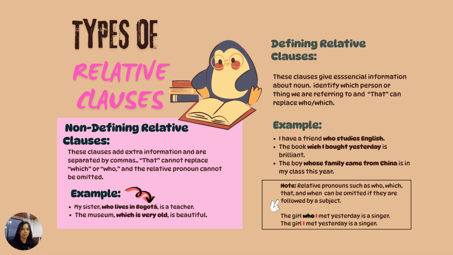Okay, let's continue with non-defining relative clauses. These clauses add extra information and are separated by commas. That cannot replace which or who, and the relative pronoun cannot be omitted. Let's look at some examples. My sister, who lives in Bogota, is a teacher. The museum, which is very old, is beautiful.